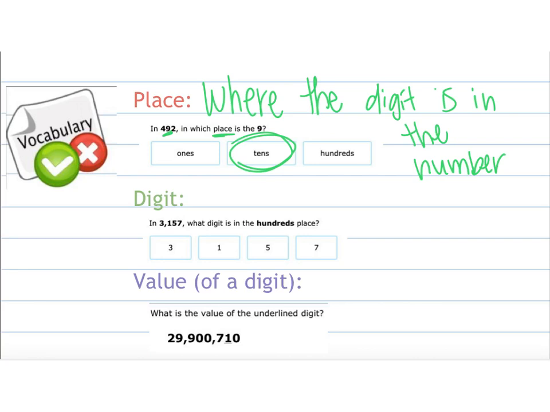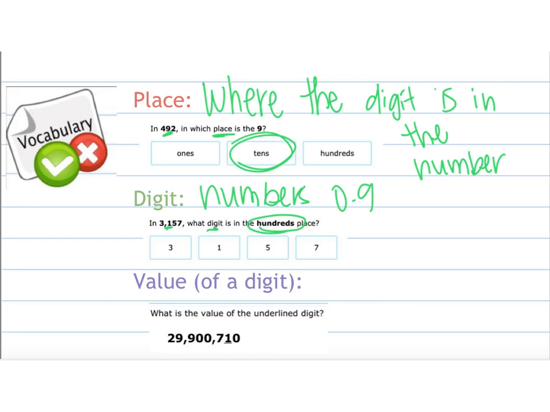The digit now, that's our numbers 0 through 9. Each one of those is a digit. So 2 is a digit, 3 is a digit. So when the question asks us, for example, here in 3,157, what digit is in the hundreds place, we're looking at this, that's the 1, that 1 digit.